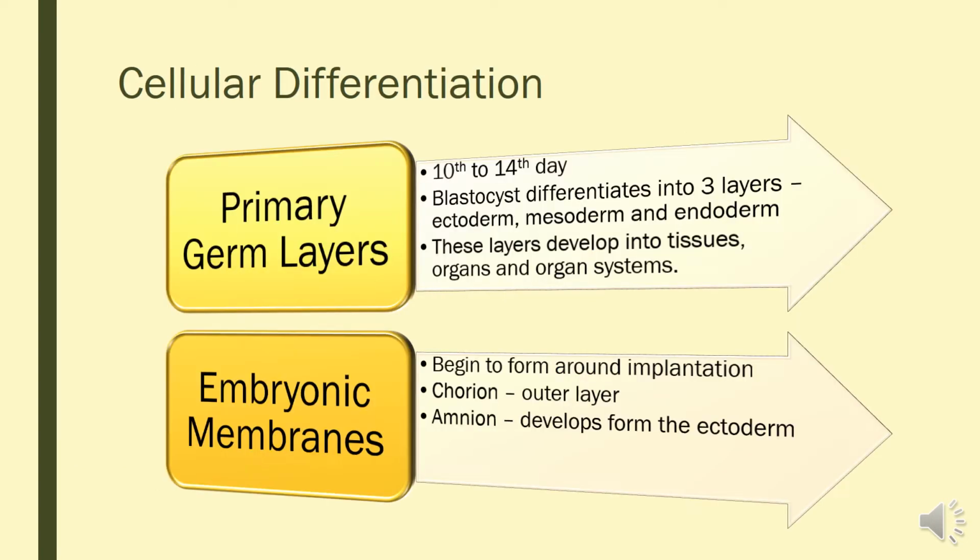Beyond cellular multiplication, there is a lot of cellular differentiation that must occur to form all of the various tissues and organs. The blastocyst differentiates into 3 layers around 10 to 14 days after conception: the ectoderm, mesoderm, and the endoderm, from which the embryonic disc and the amnion will be formed. The mesoderm and endoderm develop into all of the tissues, organs, and organ systems.